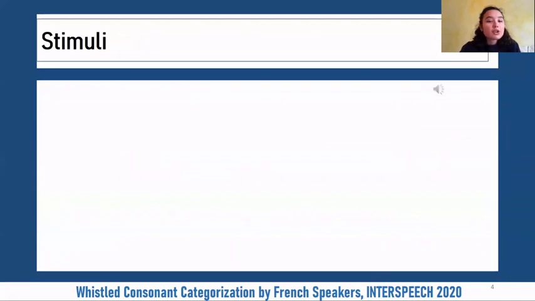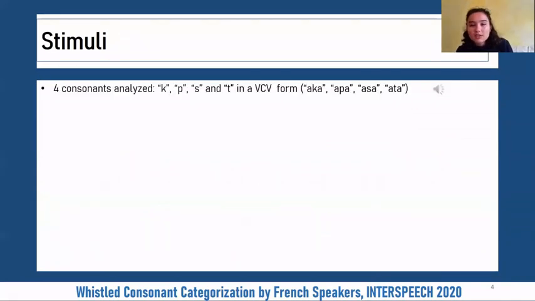So the stimuli we chose are based off of four consonants, K, P, S, and T, which were presented in a vowel consonant vowel form as aka, appa, assa, and atta, with the first vowel and the last vowel obviously being A. The idea of using this vowel consonant vowel form was to really allow participants to focus on the consonant, which really is characterized by a change in that stable frequency proposed by the whistled vowel form.